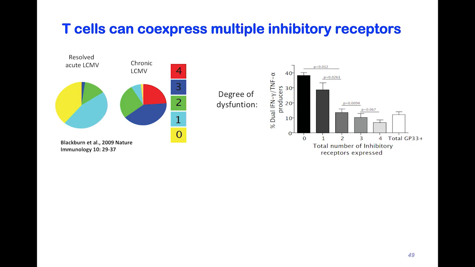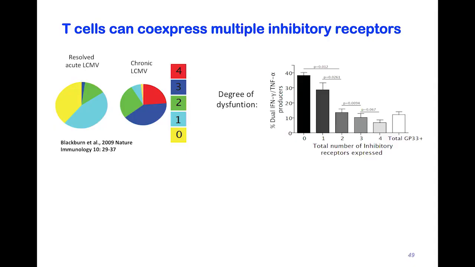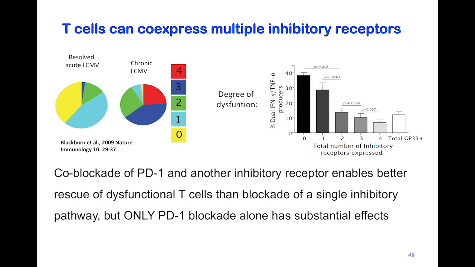And studies have shown that if we look at the number of inhibitory receptors that are expressed, and we plot that against functionality, polyfunctionality, cytokine production, you can see that the more inhibitory receptors that are expressed, the less functional these cells become. So that led to studies first in animal models saying, well, if these cells co-express PD-1 and another inhibitory receptor, what happens if we block more than one?